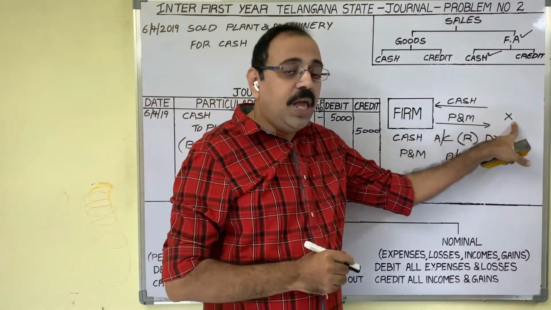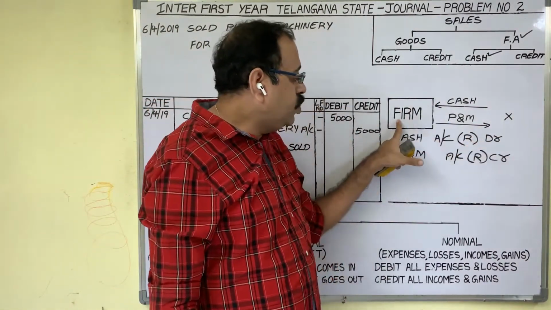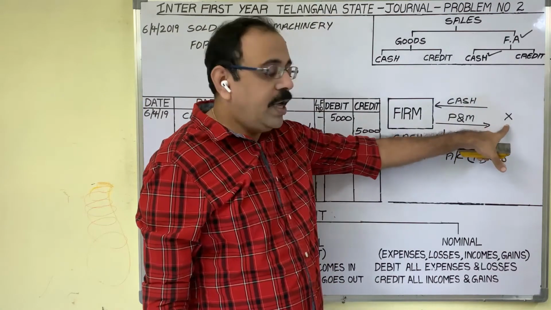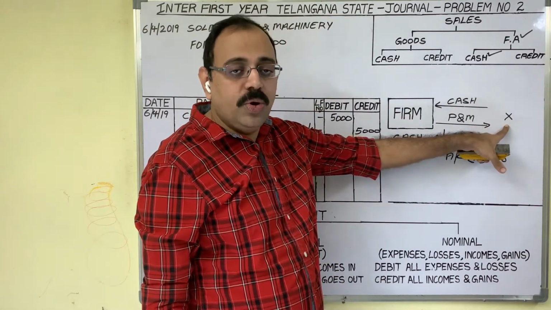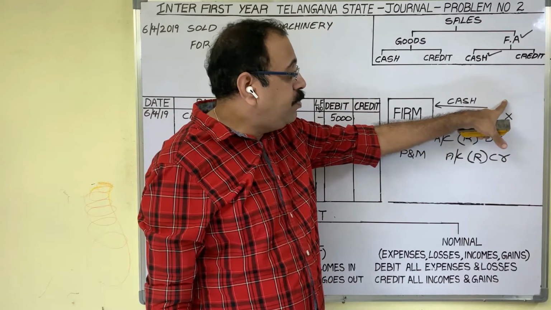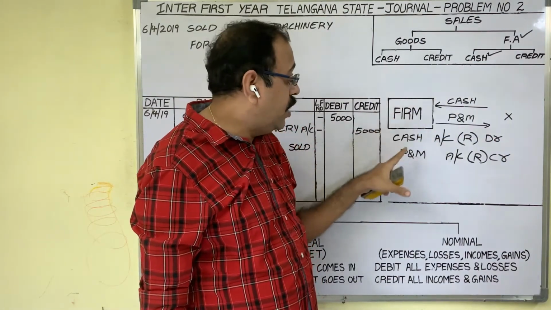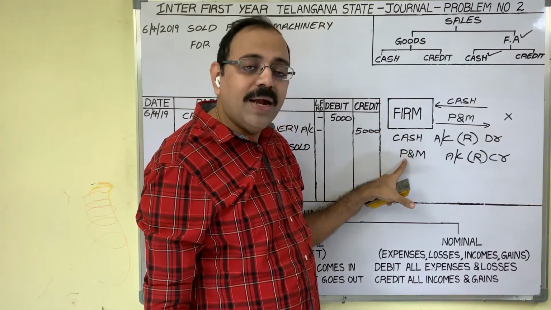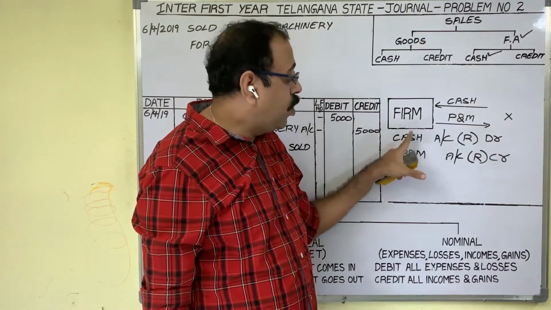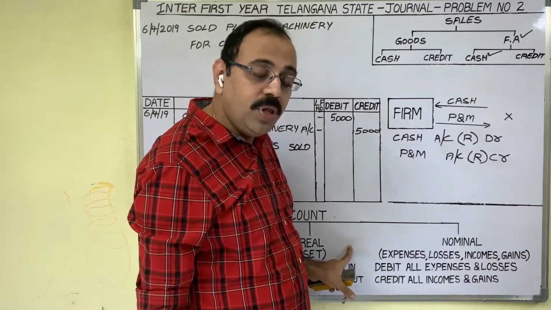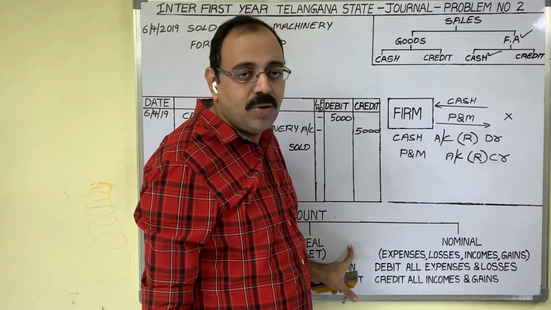Take one imaginary name X. Firm sold plant and machinery to X. Plant and machinery is going. And X paid cash to us. Cash is coming. Two accounts are cash account and plant and machinery account. Both are assets. Both accounts come under real accounts.